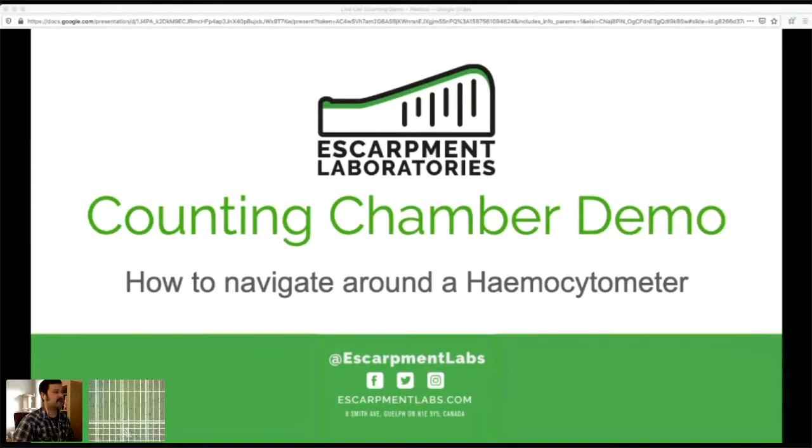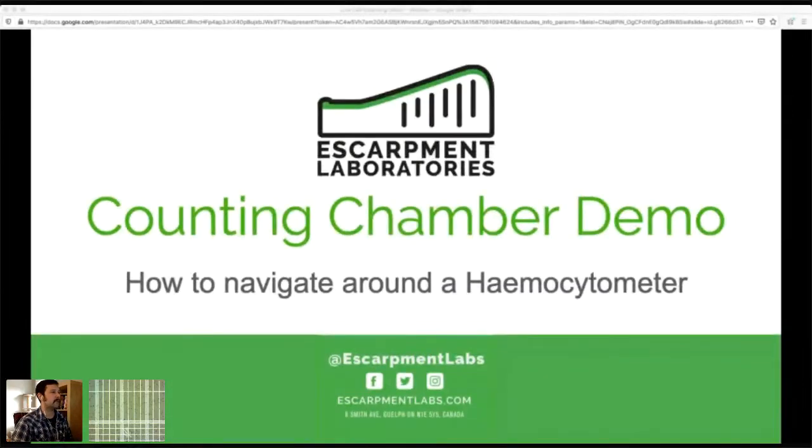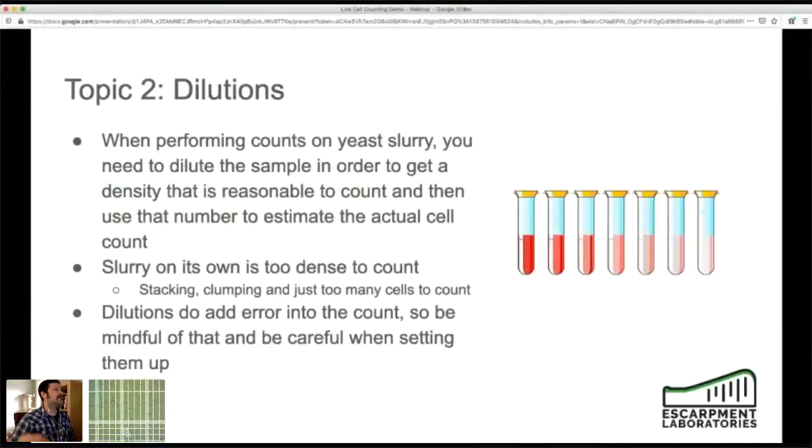All right, so I'm going to zoom back out again, and we will go back into focus on the presentation. So, dilutions. As I mentioned, those were already pre-diluted. Whenever you're performing counts on a yeast slurry, you need to dilute the sample in order to get to a density that's reasonable to count. And then you can use that number to estimate the actual cell count.